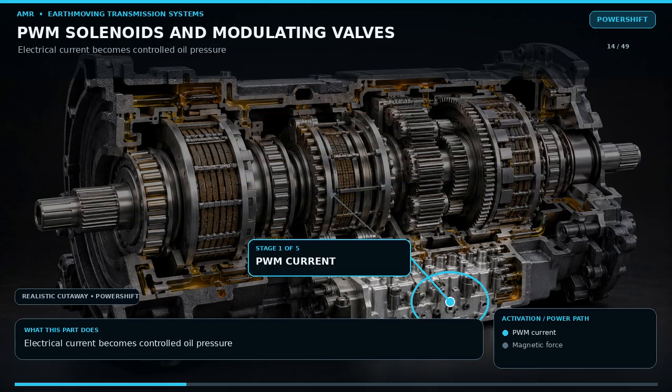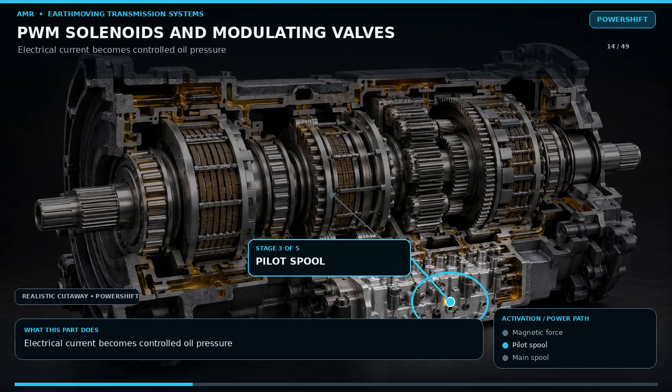A proportional or pulse-width modulated solenoid is the bridge between electronics and hydraulics. The controller does not merely switch it on. It changes average current. Magnetic force moves the armature or pilot spool against a spring. That changes pilot pressure at the end of a larger regulating spool. The regulating spool meters main pump oil to the clutch while feedback oil balances the spring and solenoid forces.